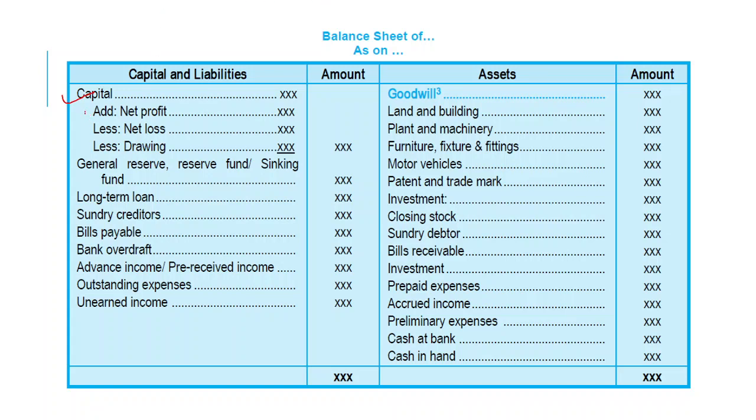And then you have to add net profit if it is given. Okay, if there is net profit given, add the net profit to capital. If there is net loss, deduct the net loss from capital. If there are any drawings, then you should also deduct the drawings from capital.